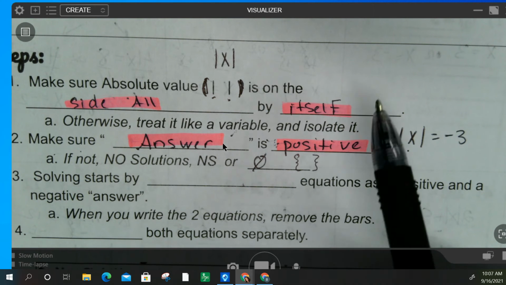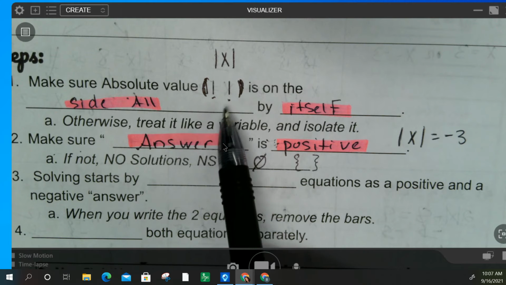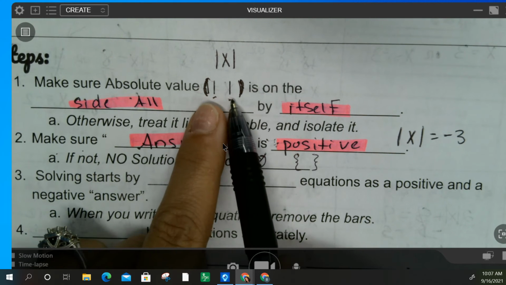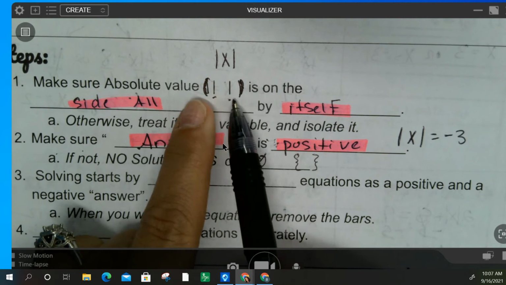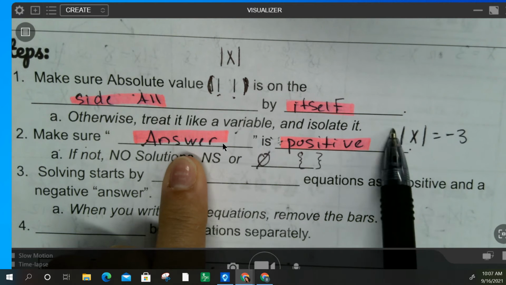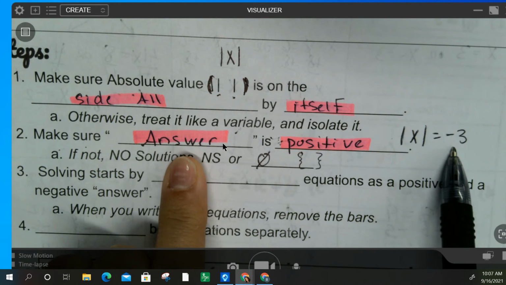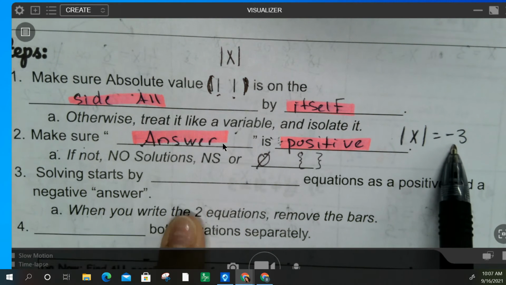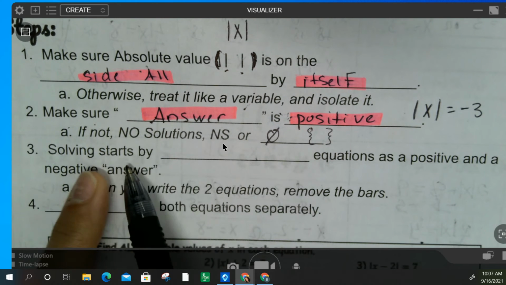All right, so you've isolated the absolute value, so there's nothing on the left side or the right side that has the bars. Whatever the bars are at, there's nothing around it. There's nothing on the outside. Then you look to make sure that this number is positive. If you have both of them, now you're also ready to start solving.